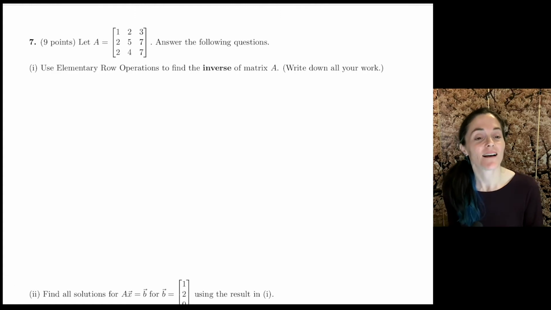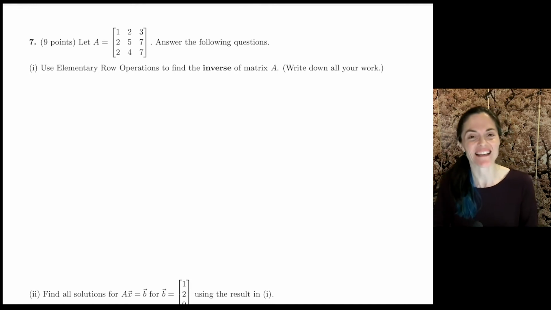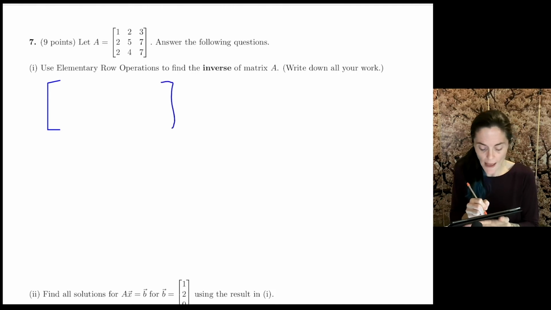Number 7. We want to find the inverse of the matrix A. Write down all of our work. Of course, always we write down all of our work. How do we find the inverse of a matrix? And this one won't be too bad.